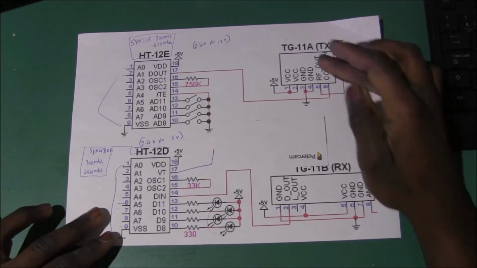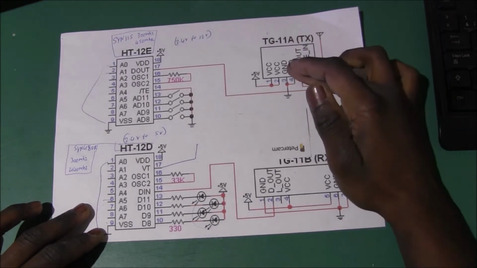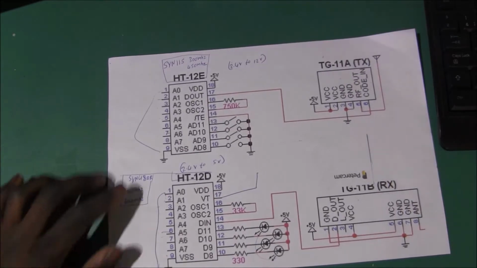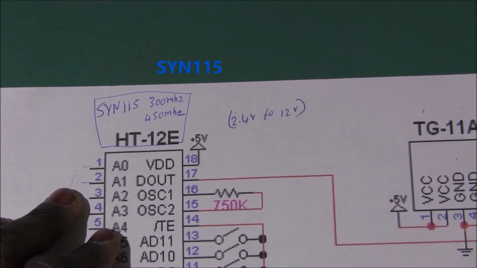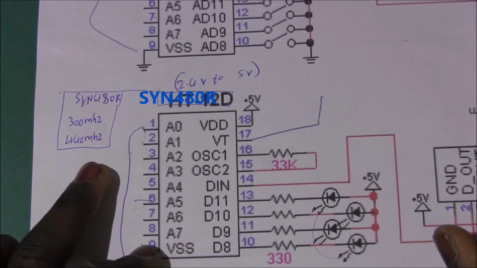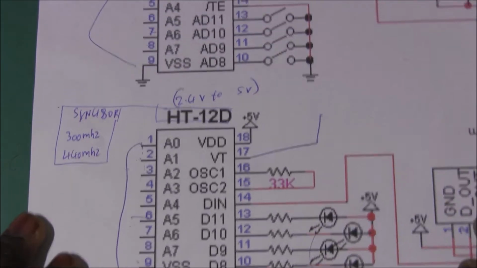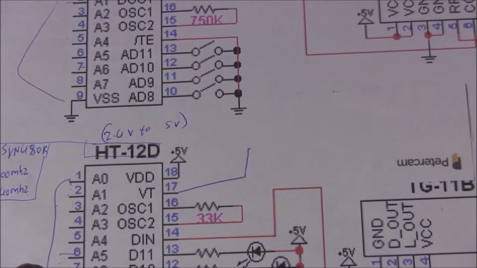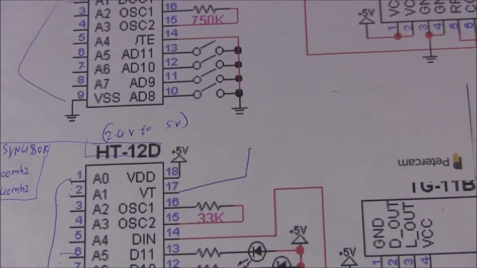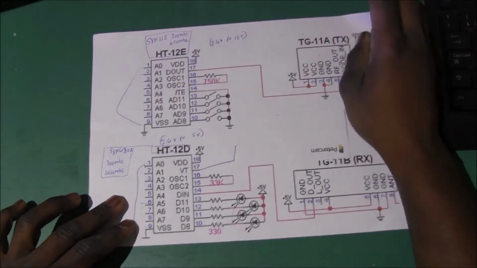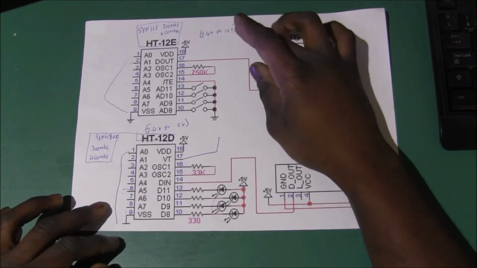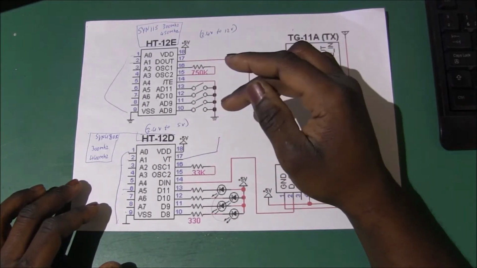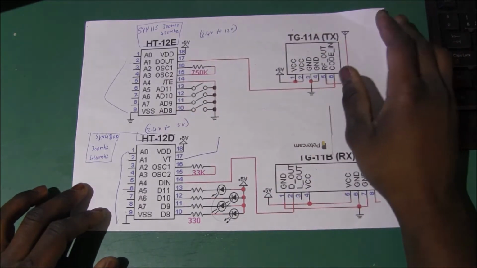Okay, RF transmitter. We have these ones here, but I'm using something different. I'm gonna be using the SYN115, and the other one is gonna be the SYN480. I'll put them in the description below so you can find where I bought them. The operating voltage for the first IC is between 2.4 volts to 12 volts, and the decoder is from 2.4 volts to 5 volts DC.